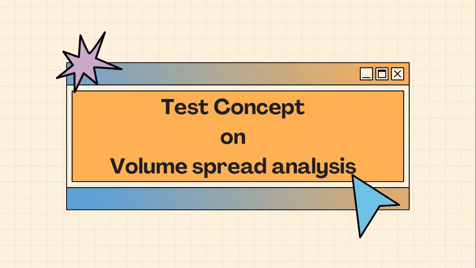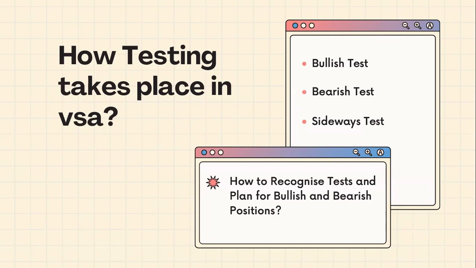Welcome to the Rock Trading Communities video, and this is your test concept on volume spread analysis. In this particular video we'll be learning about how testing takes place in volume spread analysis and different types of tests, such as bullish test, bearish test and sideways test, and how to recognize tests and plan for bullish and bearish positions. This is just a simple concept, okay?